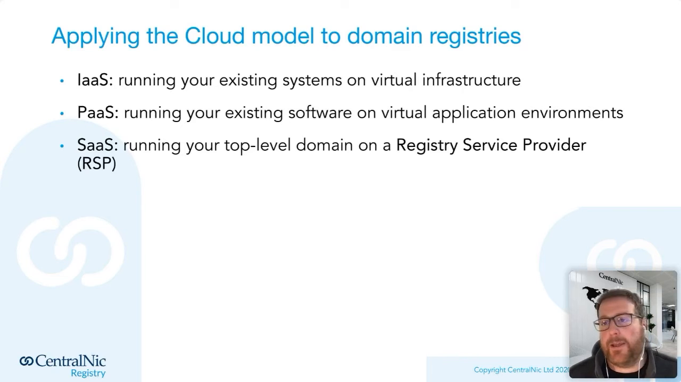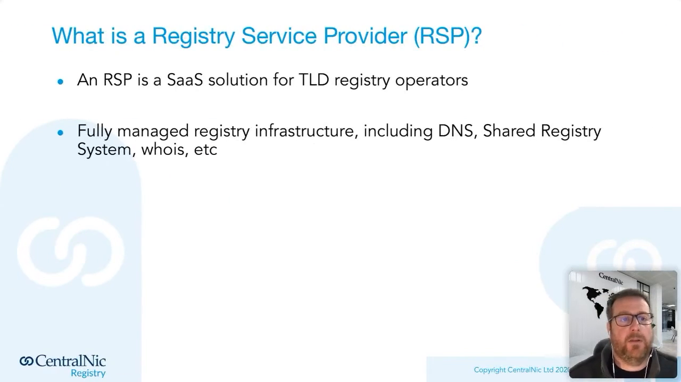But at the third level, when you're using a software as a service solution, it means running your top level domain on a registry service provider or an RSP. And just to be clear, what is a registry service provider? Well, CentralNIC is a registry service provider. We're a SaaS solution for TLD registry operators.